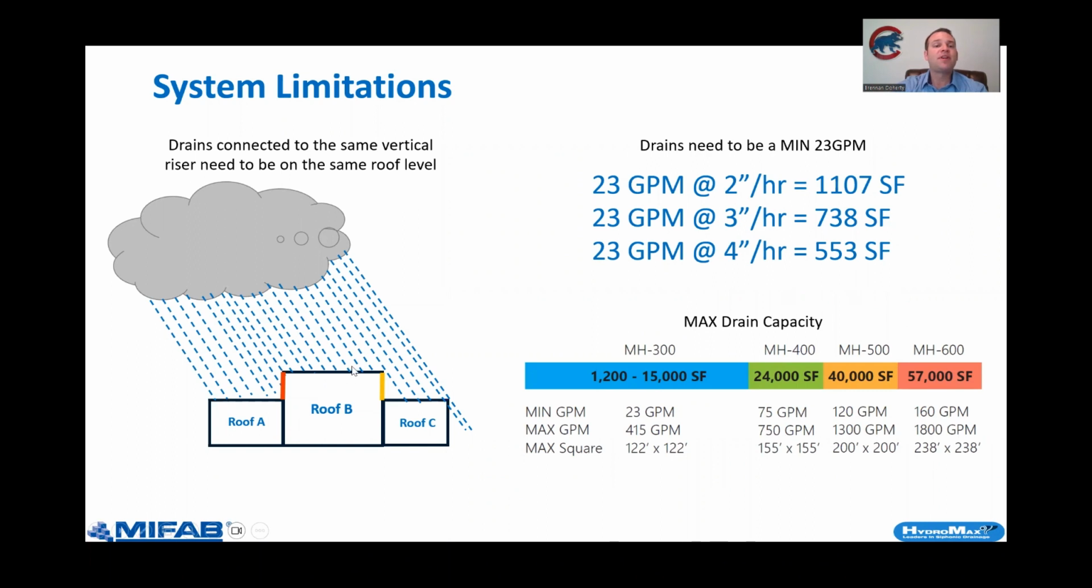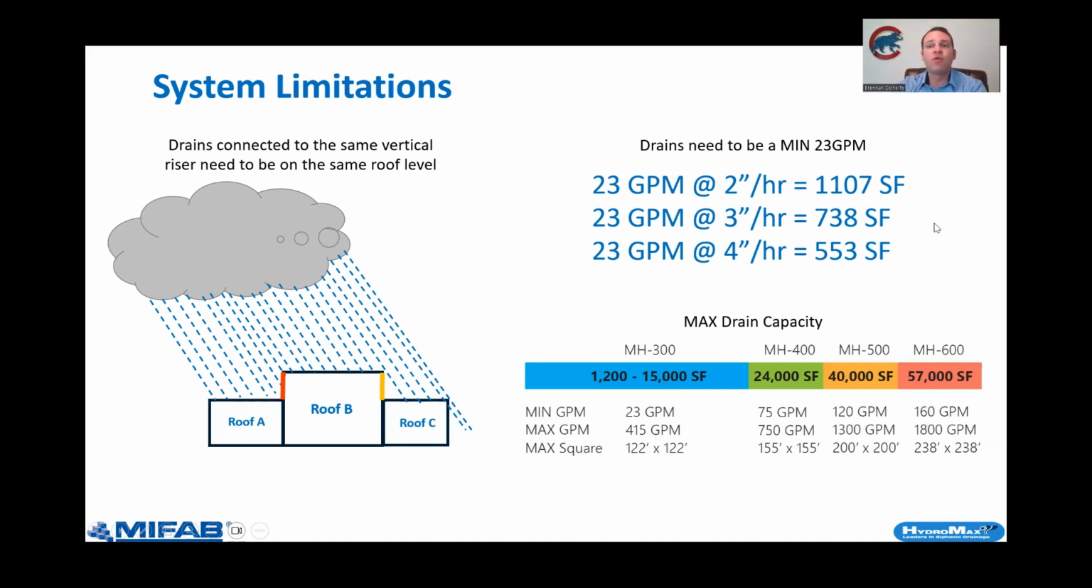Or if you have the ability to drain this upper roof by gravity to this lower roof, you can just drain that lower roof siphonic. Rule 2, we have to make sure every drain on that siphonic system has a minimum design of 23 gallons per minute. What that basically means is we can't have any area drains or planar drains connected, as they would never receive enough rainfall rate to get to that self-scouring velocity. Your minimum does take into account your rainfall rate.